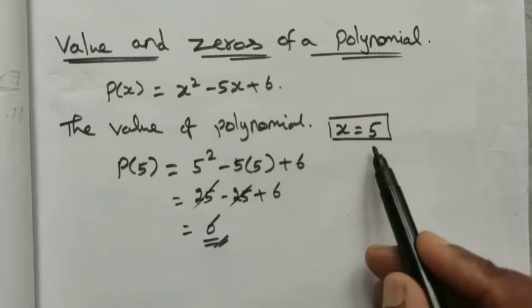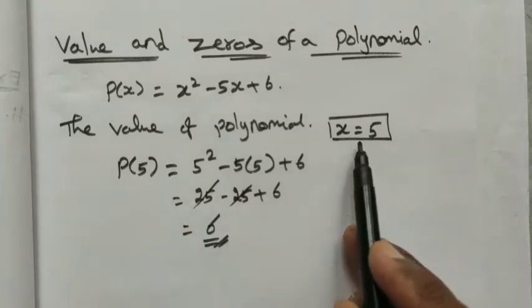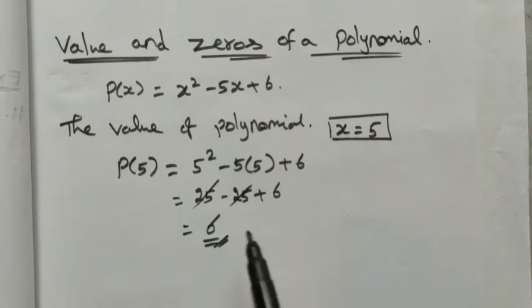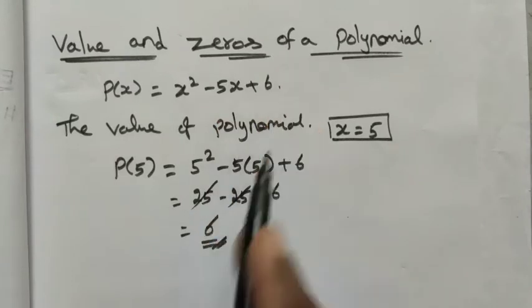At x is equal to whatever number it may be, here we apply the x value, right? Then we get one value for this polynomial, and that is called the value of the polynomial. Now we see the zeros of the polynomial.